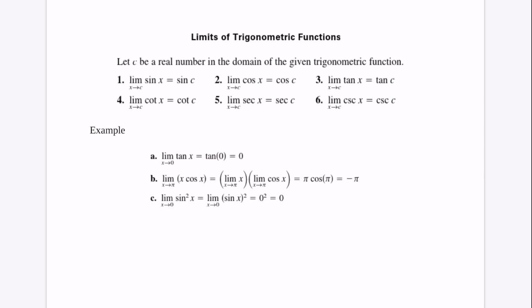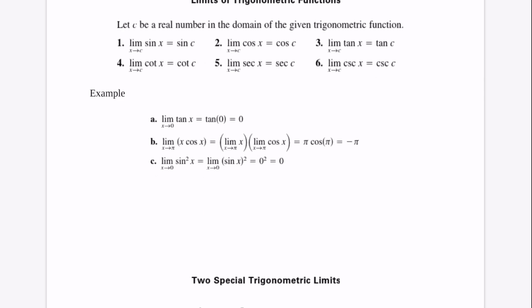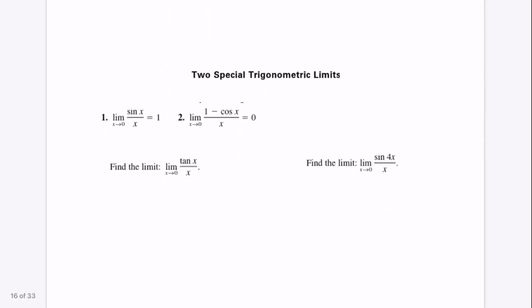And if I have the limit as x approaches pi of x cosine x, this I can separate into the limit of x as x approaches pi, and the limit of cosine x as x approaches pi, which gives me pi cosine pi, which will end up giving us negative pi. The same applies here. I can find the limit and after that square the answer. So I take the square outside, substitute 0 in place of x, solve the limit and square the answer, which is still 0. However, there are special trigonometric limits that you need to know.